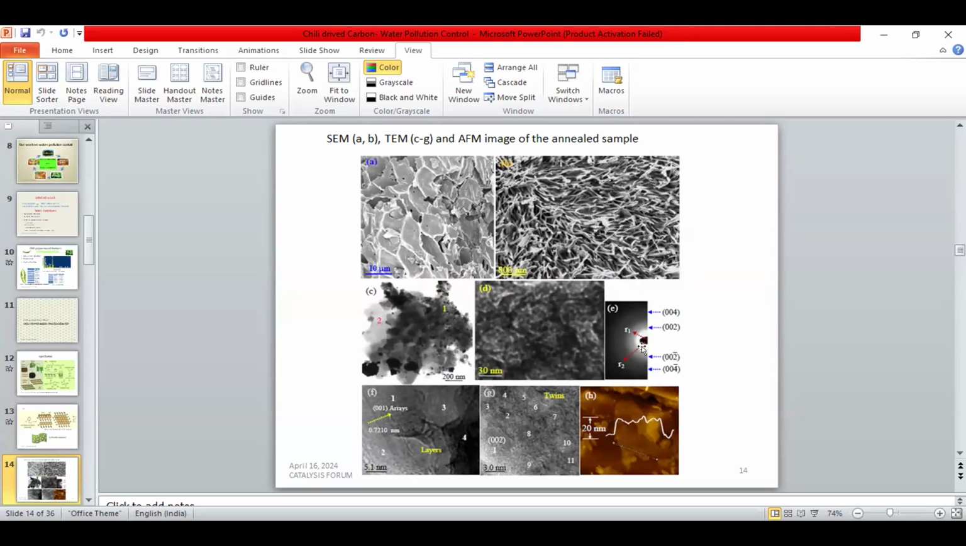The extreme right figure shows the diffraction pattern, which is a ring-like structure, which says that it is polycrystalline in nature. It's not a single crystal. The last line shows how the carbon plates are present. Many layers are present. It's a layered structure. And the picture on the right side bottom shows that each layer has a thickness of 20 nanometers.